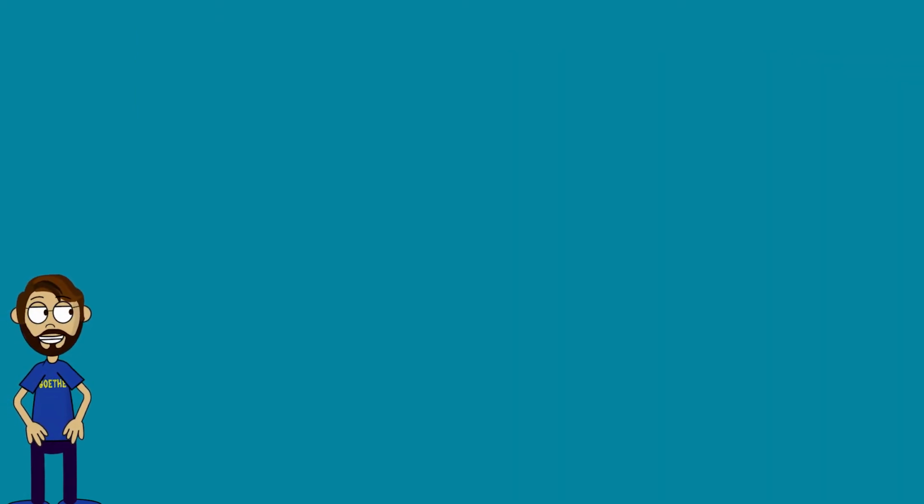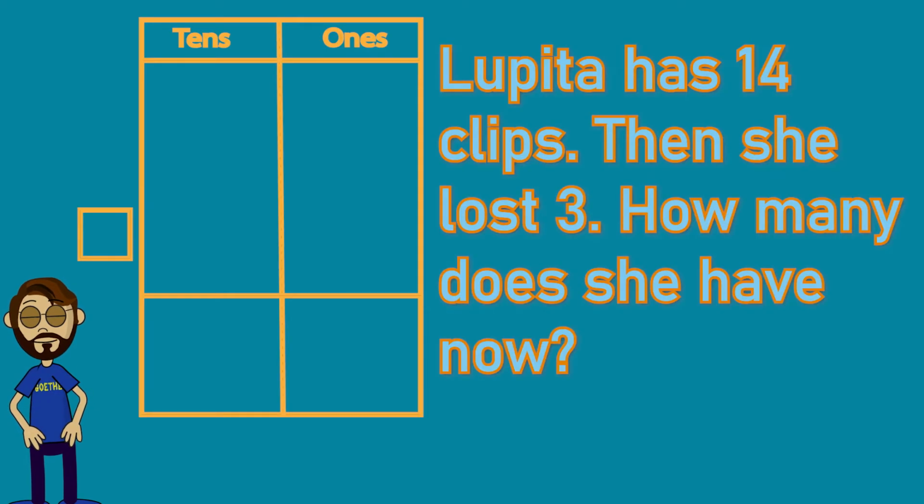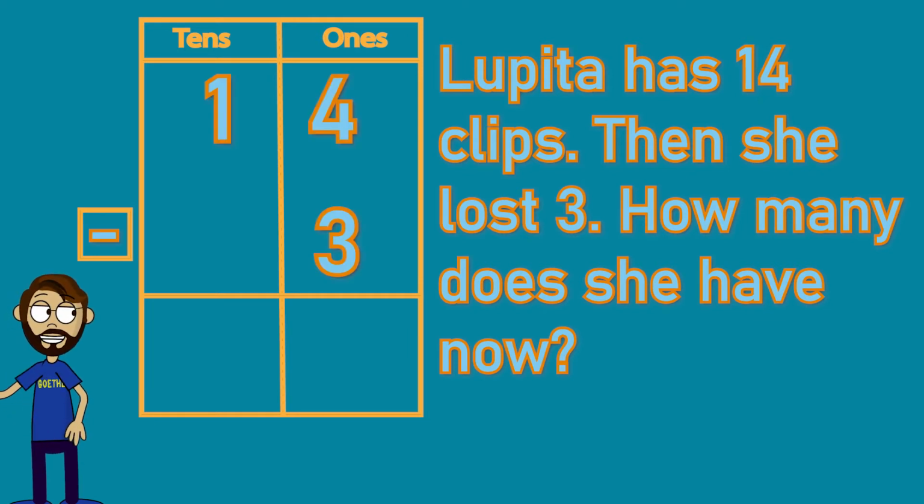Let's move on to our next problem. Lupita has 14 clips. Then she lost 3. How many does she have now? So she's losing, which means we're going to have to take away 3 from 14.